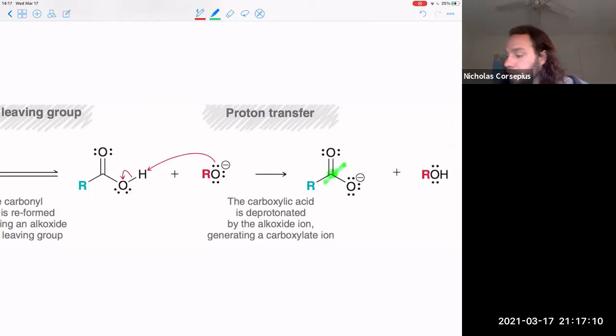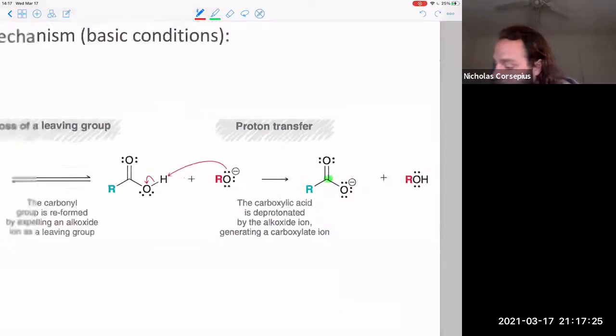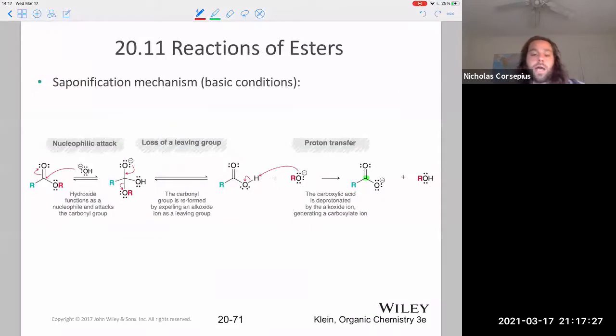When you have the carboxylate, the carbon stops being electrophilic because of the presence of this negative charge here, right? Electrophilic species are electron deficient. There's a lot of extra electron density going around between those two bonds, right? So again, this is just an irreversible way of creating a carboxylic acid from an ester.